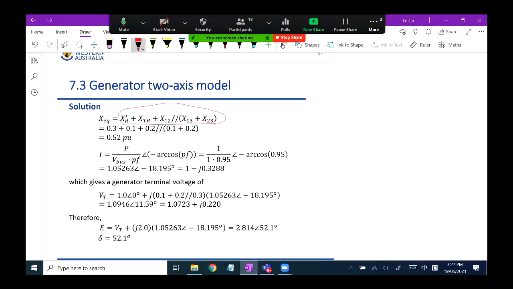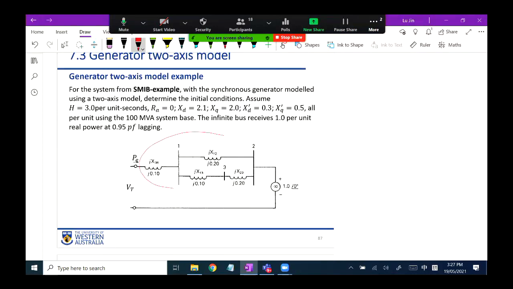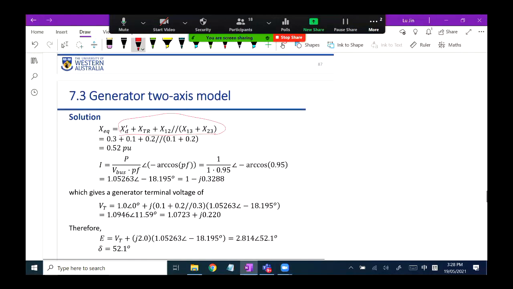This calculation is actually evaluating the total equivalent reactance of the whole block. Some are in series, like X13 and X23 are connected in series, and then in parallel with X12. Then the whole block is in series with XTR again. So by following this relationship, we evaluate the equivalent reactance of that. And next, we evaluate the current by using the power. This is easy as well, okay?